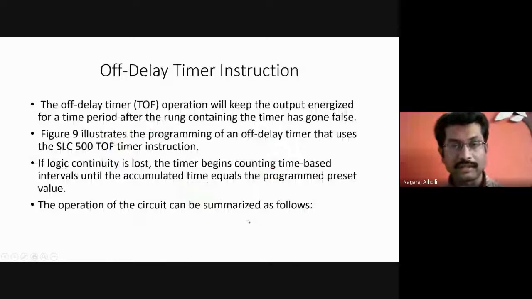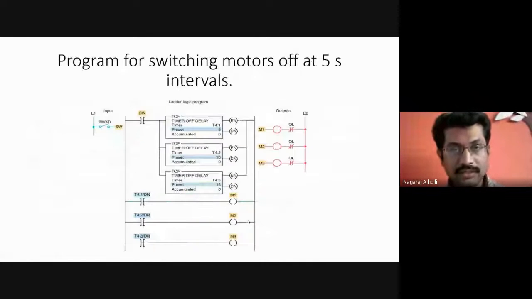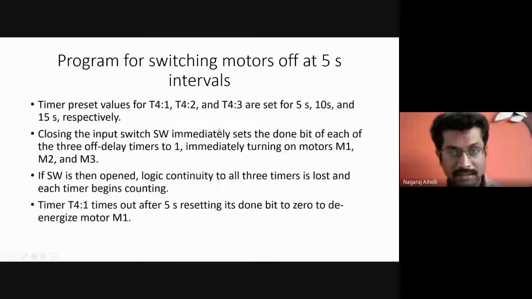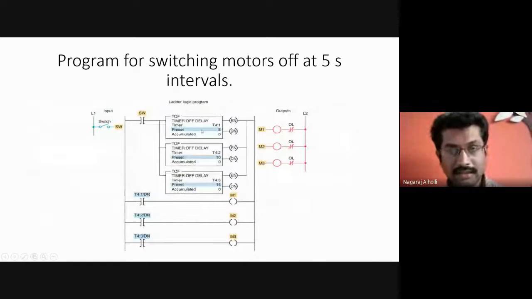The same thing here, as you can see, when switch SW is closed and then it is released, the timer off delay, that is this timer 1 instruction, will be actuated. Because timer 1 is actuated, motor M1 will be energized after 5 seconds. See the preset time, that is important. Then M1 will be energized because of the activation of the timer 1 bit.